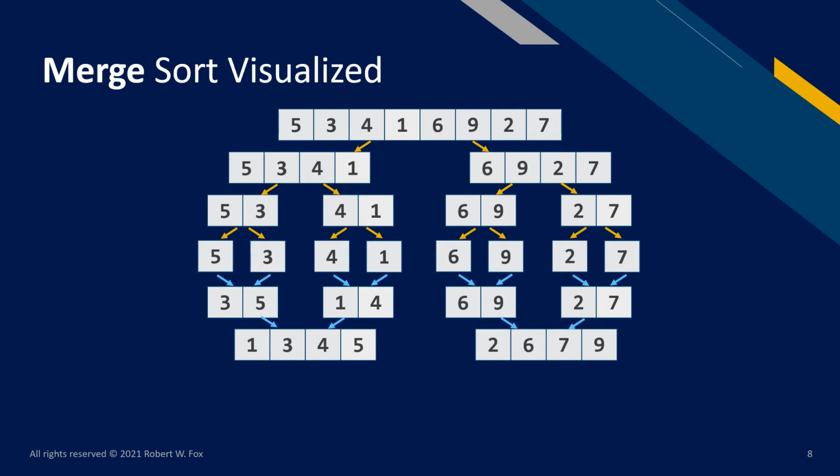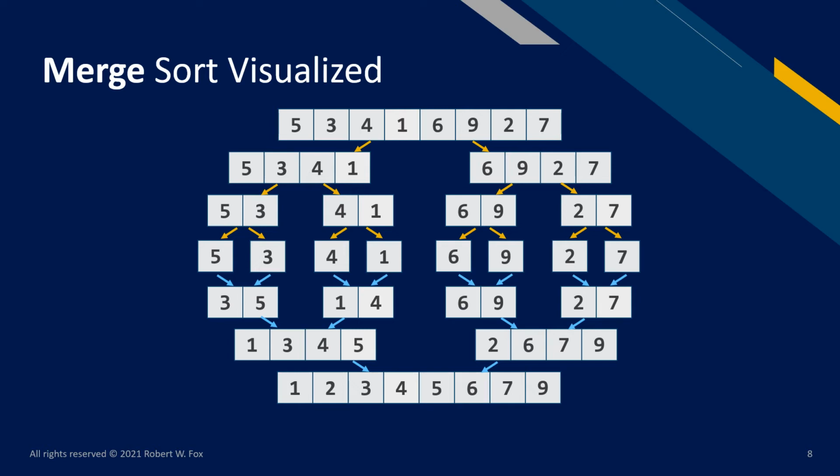And so finally, we end up with a left half that is sorted and a right half that is sorted, and we can merge those back together to complete the sorting process and end up with one complete list that is totally sorted from smallest to largest.